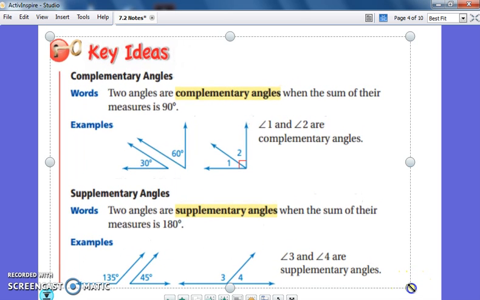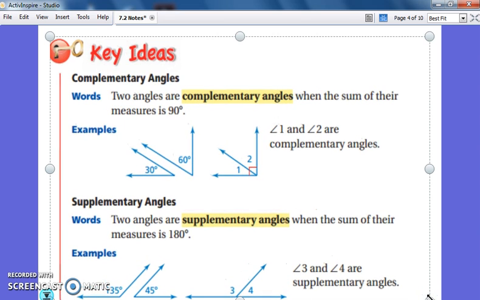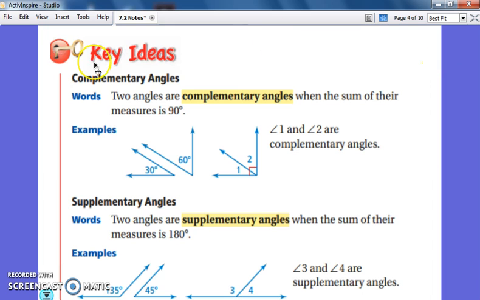So we are going to be talking about two kinds of angles today. One of them is called complementary. It says in words, two angles are complementary angles, go ahead and circle that vocabulary word, when the sum of their measures is 90 degrees. So for example, 30 degrees and 60 degrees when added together is 90 degrees.